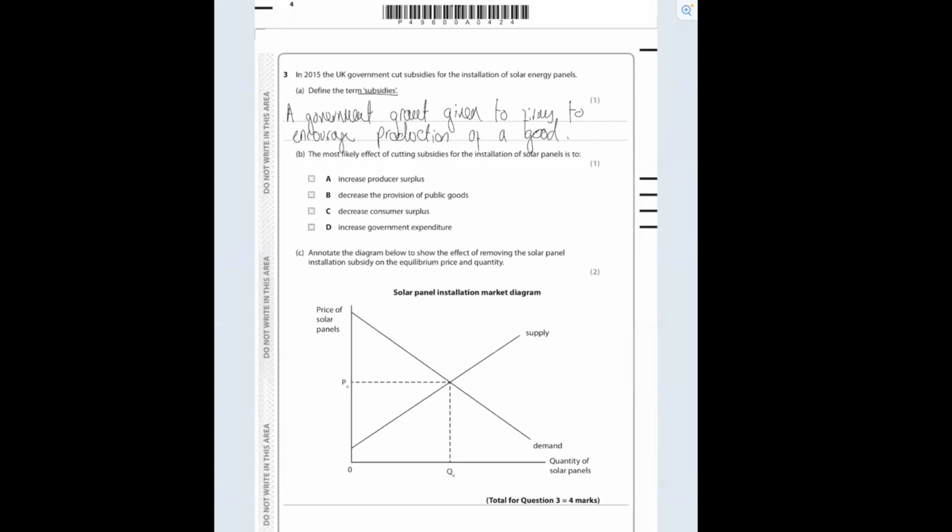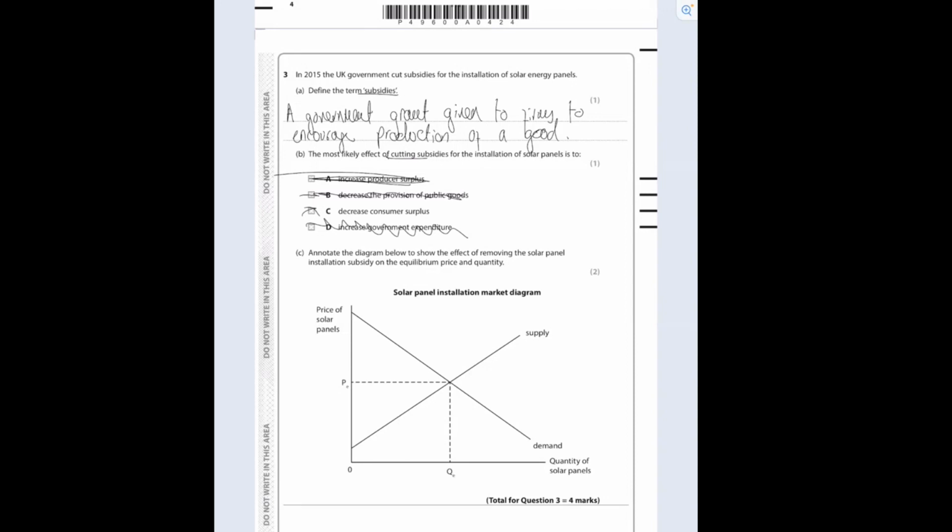Very good. Should be 1 mark. The most likely effect of cutting subsidies for the installation of solar panels is to increase producer surplus. No, that's not true. It would reduce it. Decrease the provision of public goods. Public goods are not what they're thinking about here. Decrease consumer surplus is very likely. Increase government expenditure. No, because they're cutting subsidies, which is the government expenditure. So it must be C.